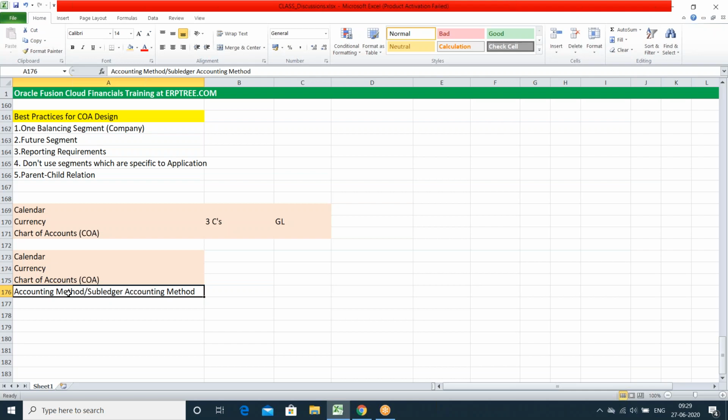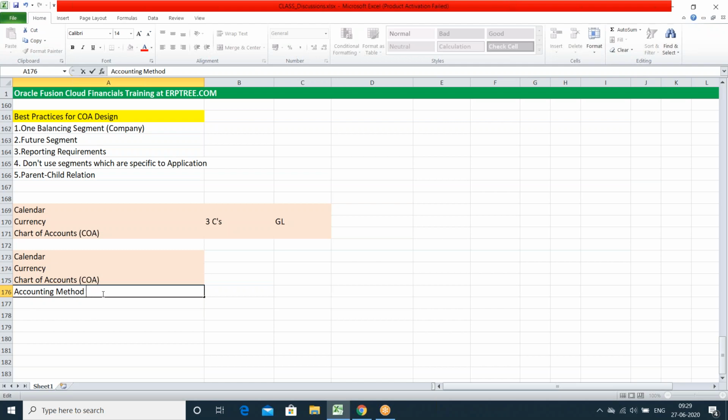So in case of an invoice, which accounting should the system create? In case of payment, which accounting should the system create? In receivables, when you create the sales invoice, which accounting entry does the system have to generate? When you create the receipt, which accounting entry does the system have to generate? All the rules are available within this accounting method. So you can call it the subledger accounting method also. Let's name it just accounting method.